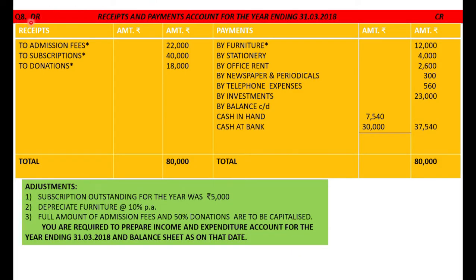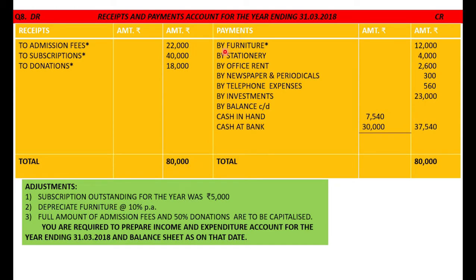Question 8. Receipts and payments account for the year ending 31st March 2018. Receipt side: to admission fees 22,000, to subscriptions 40,000, to donations 18,000, total of receipt side 80,000.